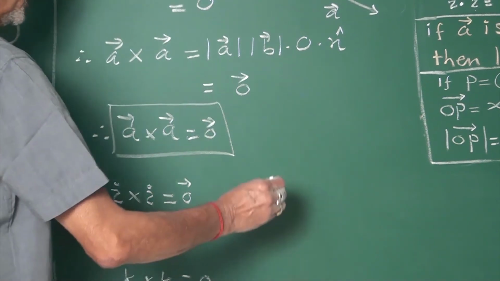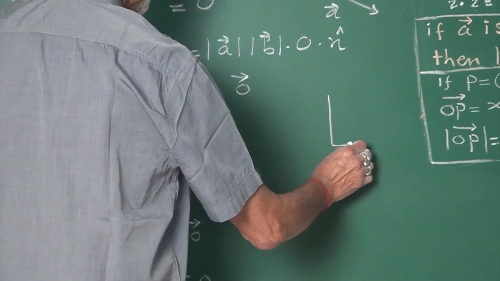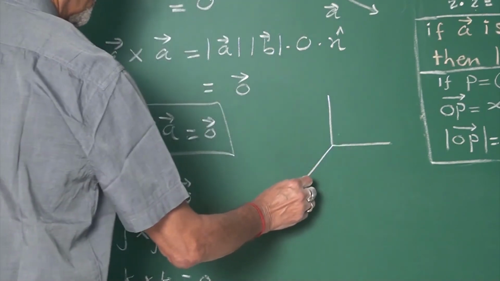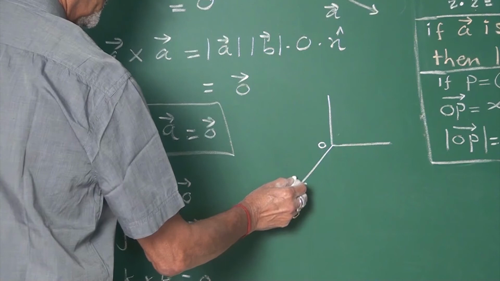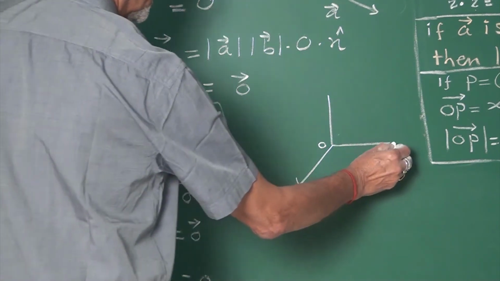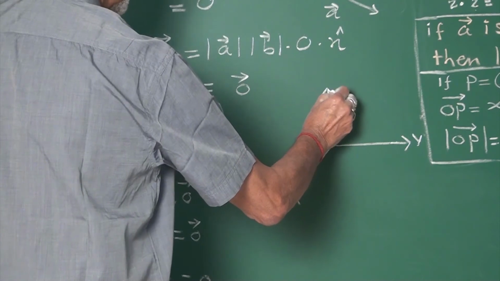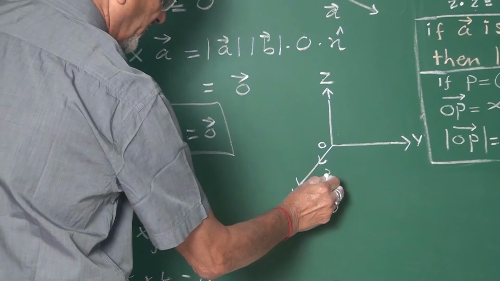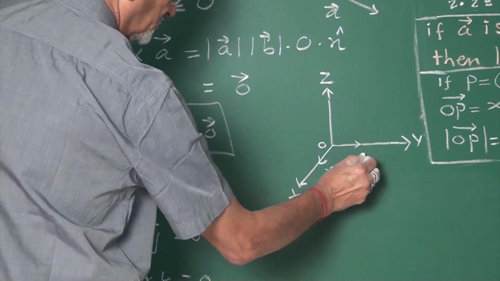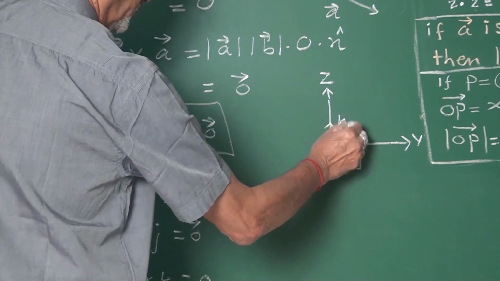Yes, my friends, these are your unit vectors here. Origin. This is X axis, Y axis, Z axis. This is unit vector I. This is unit vector J. This is unit vector K.